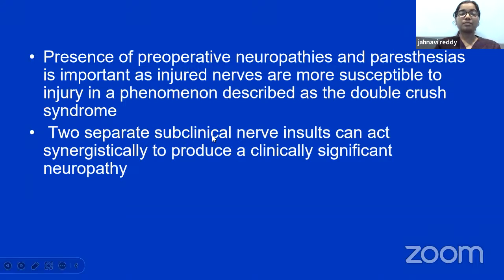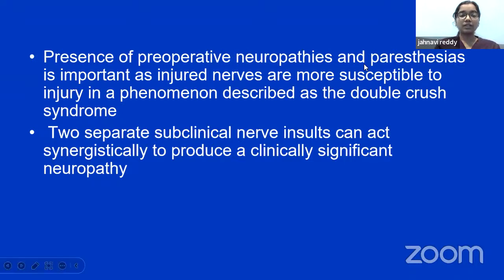Presence of preoperative neuropathies and paresthesias is important, as injured nerves are more susceptible to injury in a phenomenon described as double crush syndrome. So we have to assess the neuropathies of the patient. If the patient is having any neuropathies, we have to elicit all neuropathies and the range of motion of the extremities, or the range of motion in the neuropathic area, so that we can assess the neuropathy postoperatively, like if any injury is there or not. We have to assess the degree of neuropathy after the surgery. So we have to know the amount of neuropathy present before the OT.